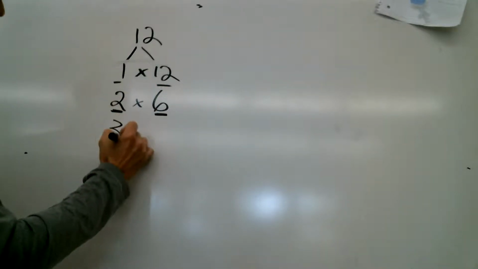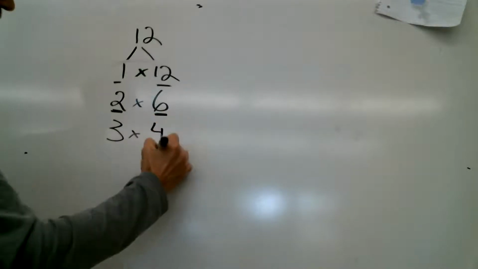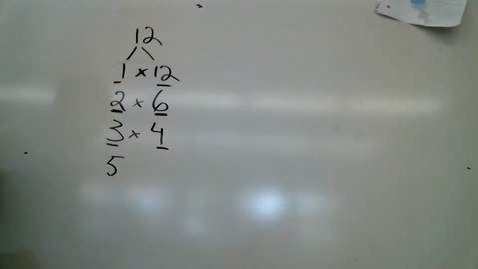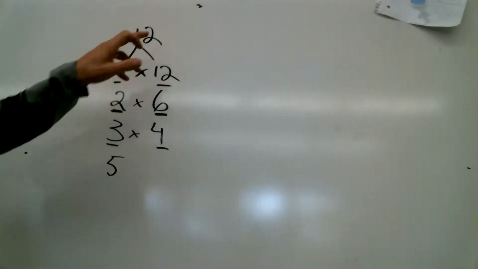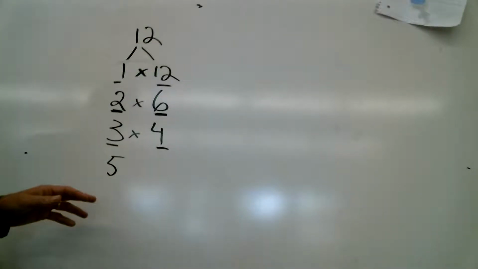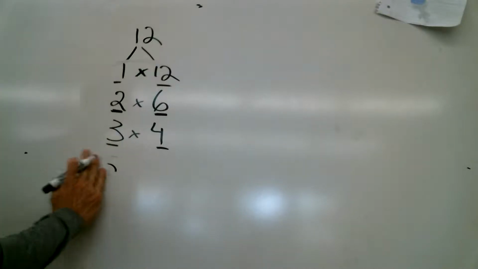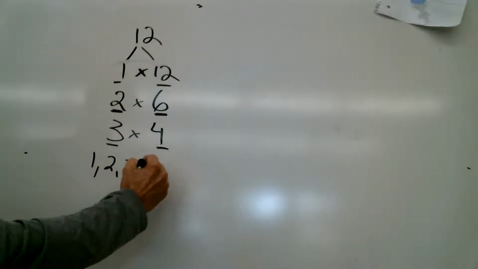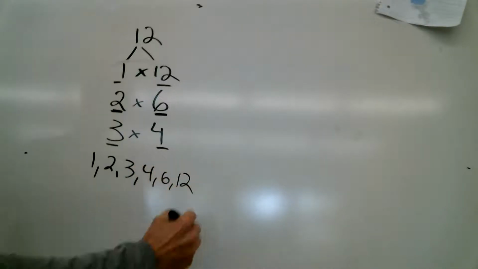How about 3? Yeah, 3. It goes in 4 times. 3 and 4. What about 5? Does 5 go in? Nope. It doesn't end in a 0 or a 5. 6. I'm back here. Now I have them all. So my factors of 12 are 1, 2, 3, 4, 6, and 12.